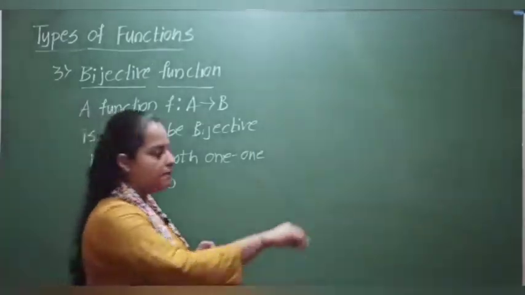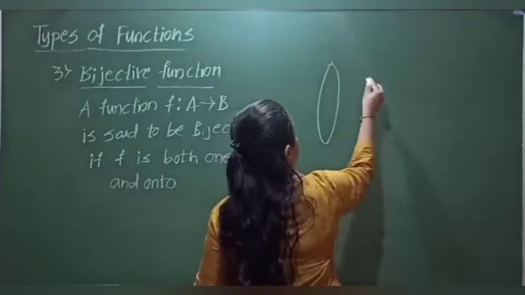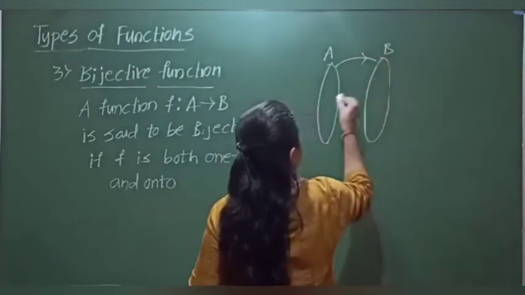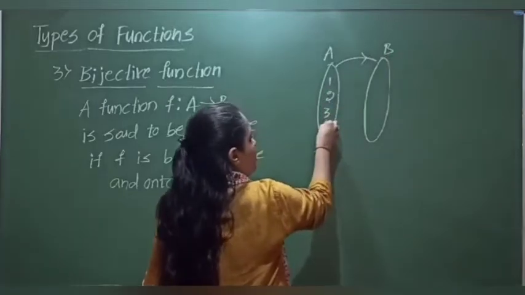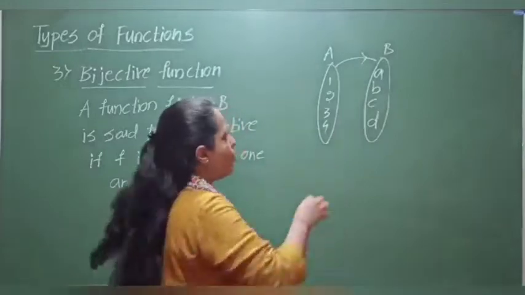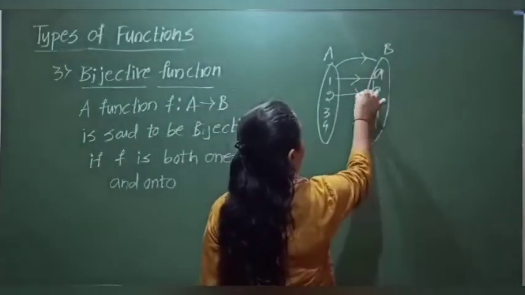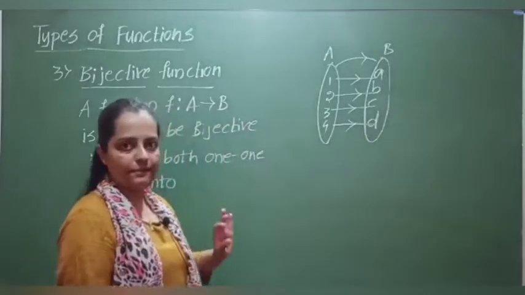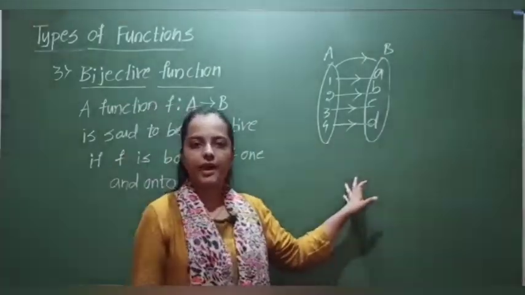I'll take one example so you can understand. Now take a function from set A to set B. Set A has elements 1, 2, 3, 4 and set B has elements A, B, C, D. Now 1 is related to A, 2 is related to B, 3 is related to C and 4 is related to D. Now think, is it a one-one and onto function?